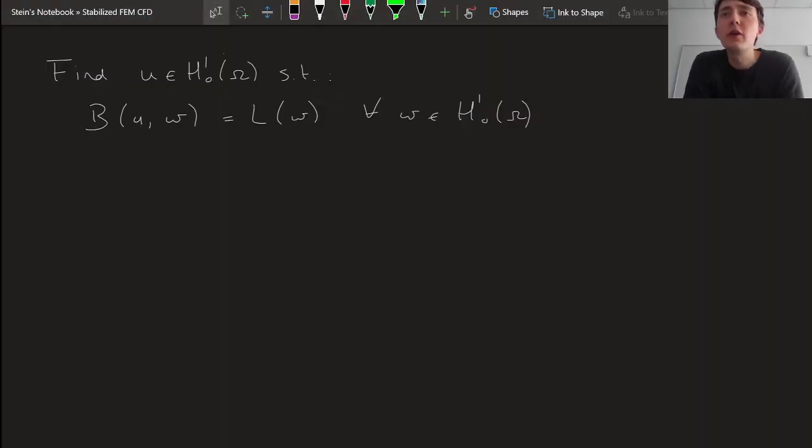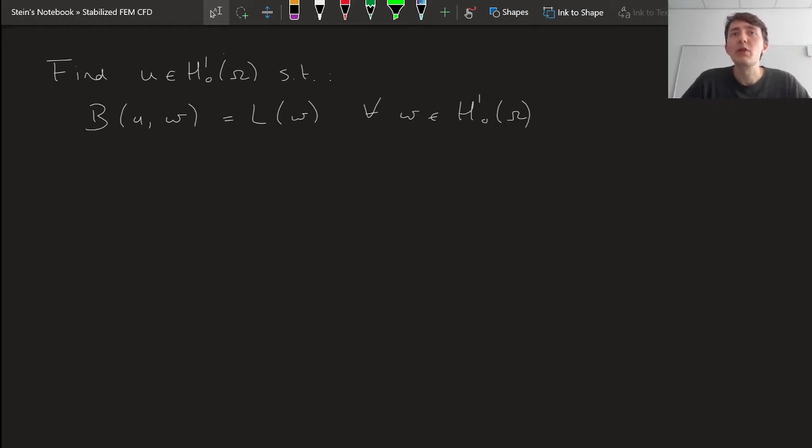All the previous videos in this series have led up to this equation: to find a solution u in the space H10 such that some bilinear functional equals a linear functional for all functions w in that space. And we talked about functionals, right? This involves functionals. We talked about these function spaces that we're seeing here. And we saw that partial differential equations can be written in this way.